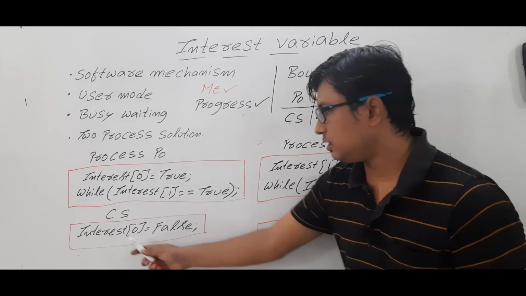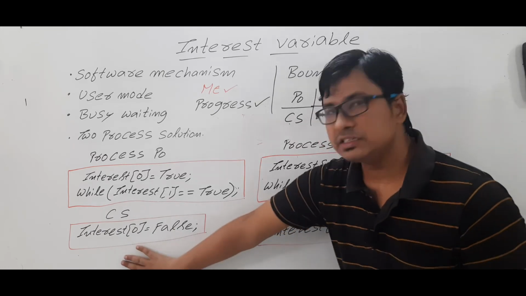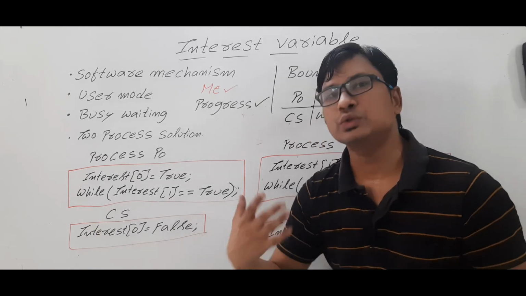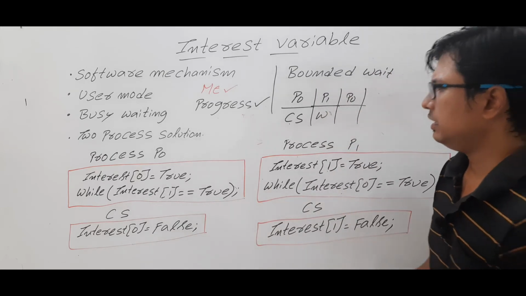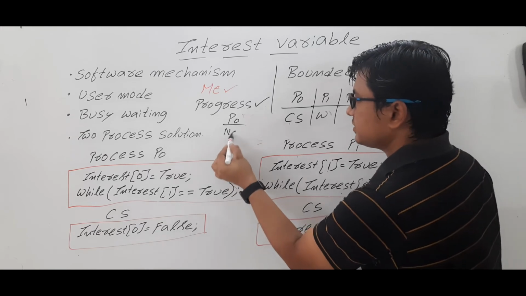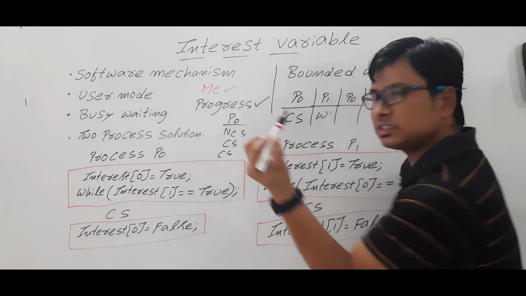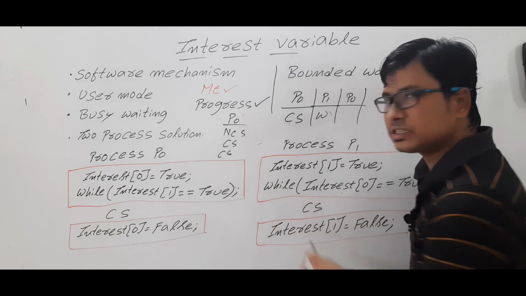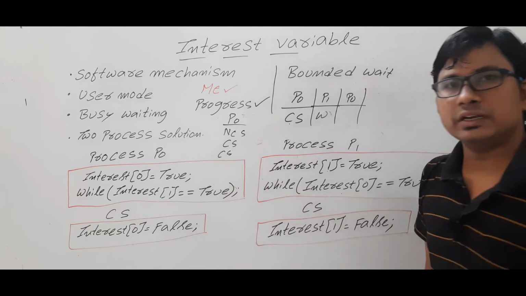Am I right? It has completed the exit section, and again there is a critical section, so again it wants to enter into the critical section. Am I right or wrong? A situation like this can be there: process P0 has non-critical section, critical section, critical section. Once it has completed the critical section, it immediately wants to enter into the critical section.